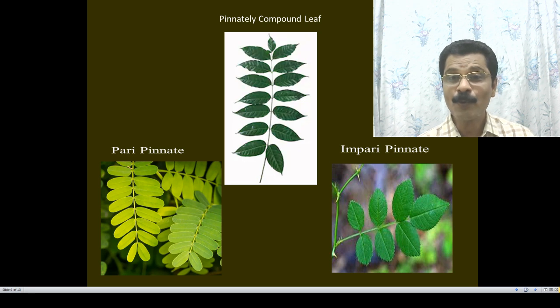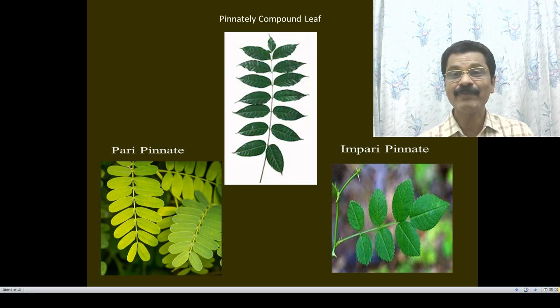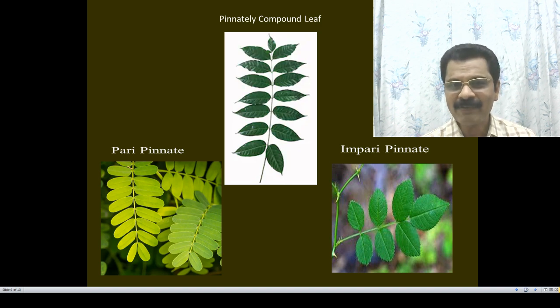These pinnately compound leaves are of different types. Simple pinnate is if the rachis is unbranched. In the simple pinnate, if the leaflets are ending in pairs like tamarind, then it is called paripinnate. If the leaflets are ending in odd number, then it is called imparipinnate. Right? Could you follow me?